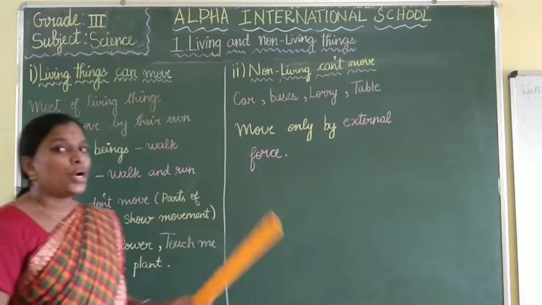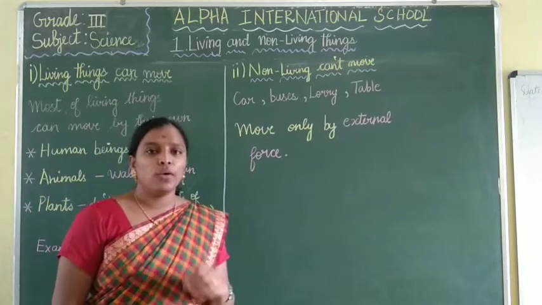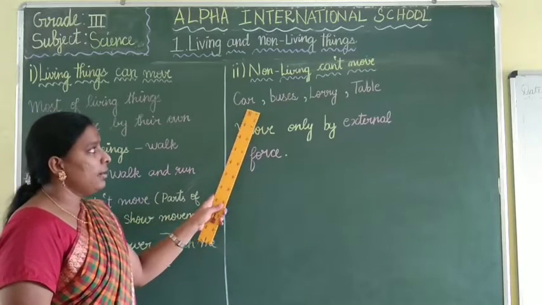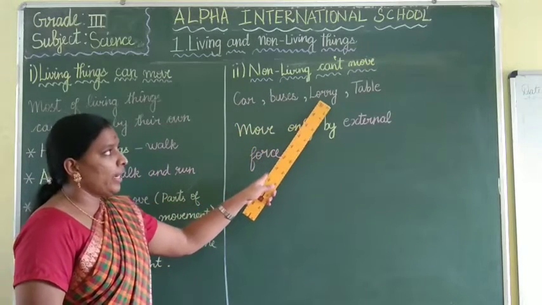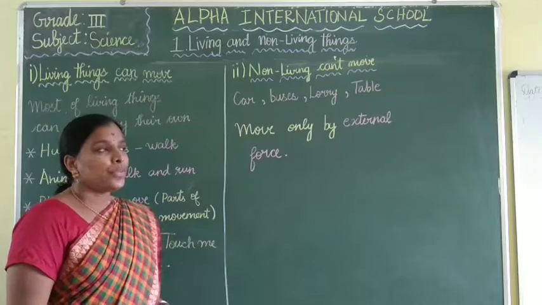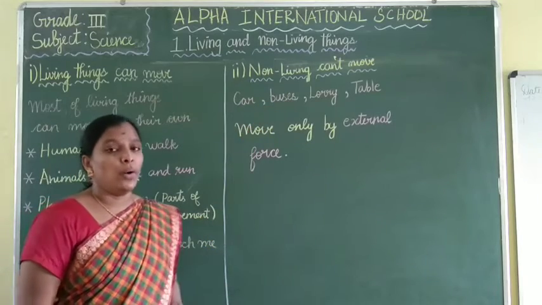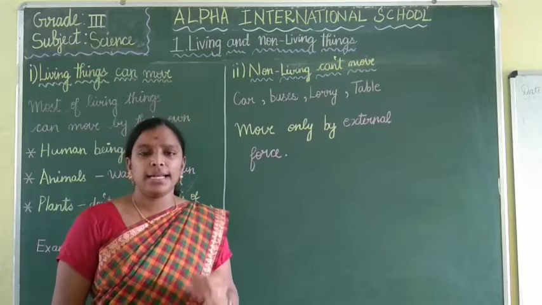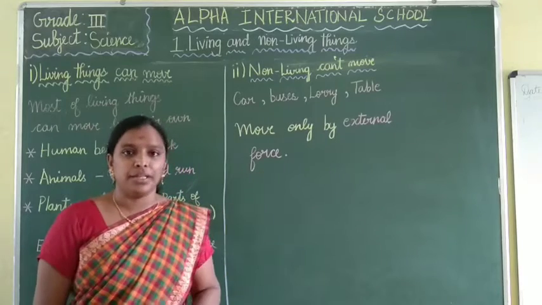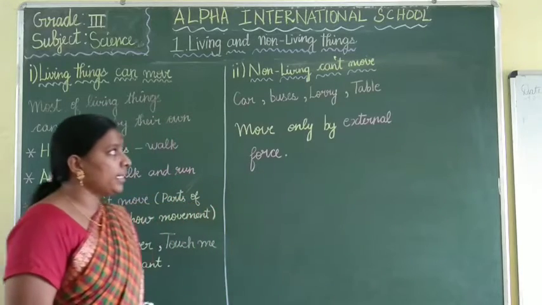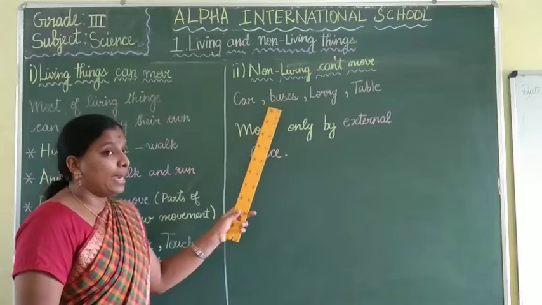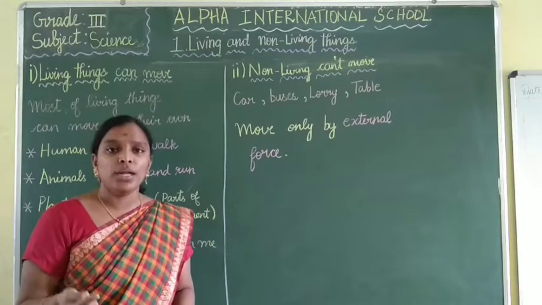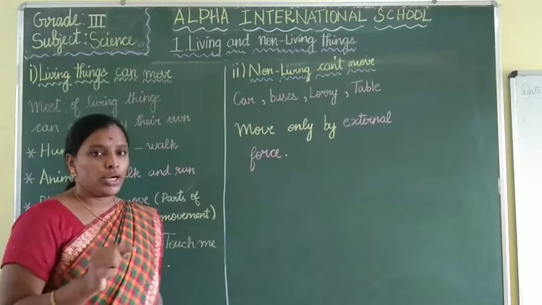Then come to non-living things. Now you may ask, what are the non-living things given here? Car, buses, lorry, table. They can also move. But now we can ask, it is moving from one place to another, then how are you telling it is a non-living thing? One thing you have to notice: it should be moving by its own. If the thing is moving by its own, then it is known as a living thing.